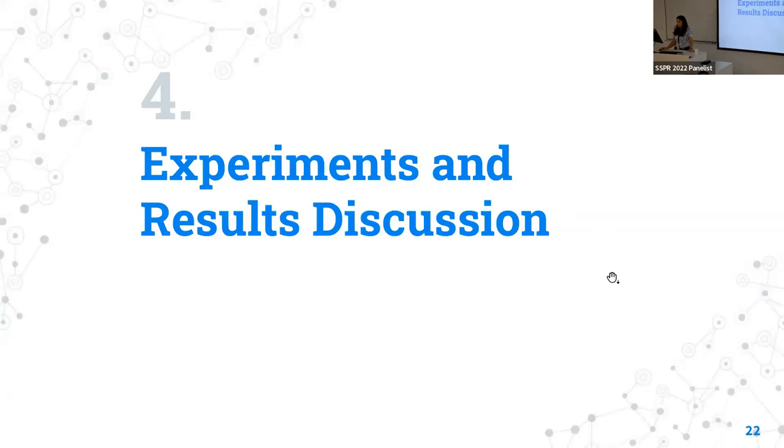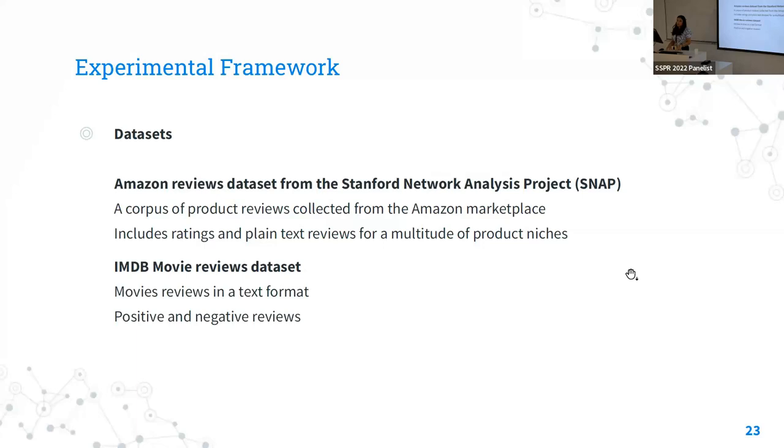Let's talk about the experiments and some results. So what did we use as data sets? Finding data sets is always a challenging task in every visualization. In this one, we have chosen to use the notorious Amazon Reviews data set from Stanford, from SNAP, basically. It's a corpus of product reviews collected from Amazon Marketplace. We didn't work with the totality of the data set. We have chosen a specific data set that I will explain later. And we also chose the IMDb movie reviews data set to do some comparison.